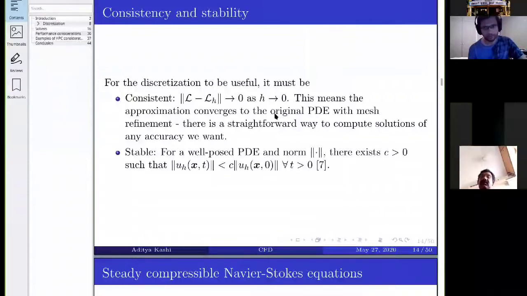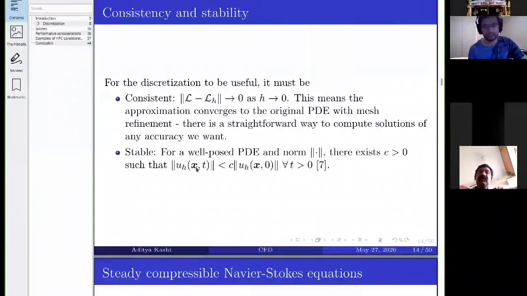And what H tends to 0 means is that we are refining the mesh. So if you remember, I said that H is a parameter that describes the smallest cell size in a given mesh. So as we refine the mesh, the H tends to 0. And what we need is that this difference should also go to 0. I know that if we want some more accuracy, we can just refine the mesh and we can get more accuracy.